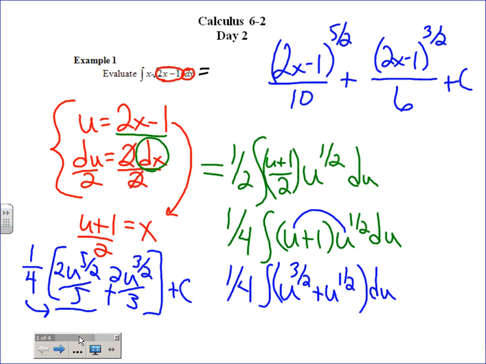At the end there, I just distributed the 1/4 to clean it up a little bit. There is more I could do here. Obviously, we could get a common denominator and all that fun stuff. That's good enough for now. That one right there, as far as substitution is concerned, is about as hard as they get.